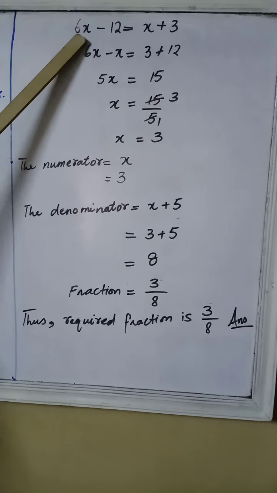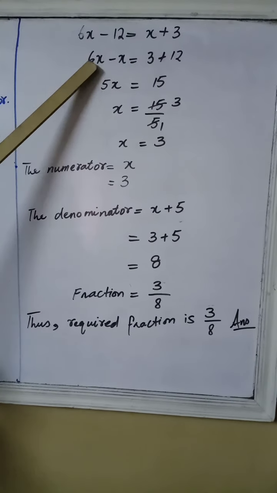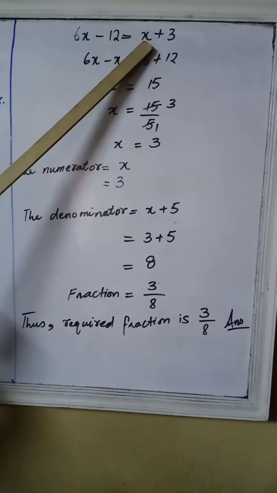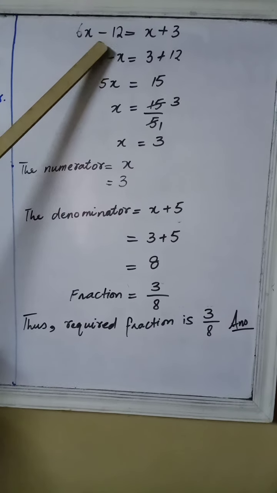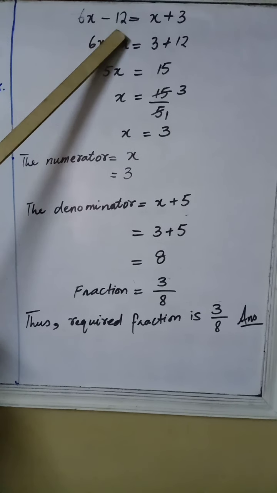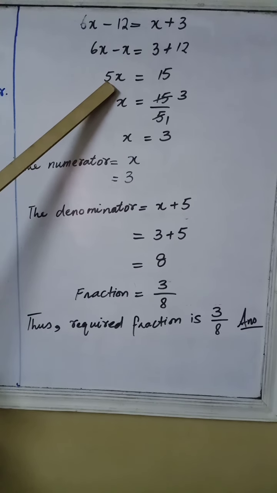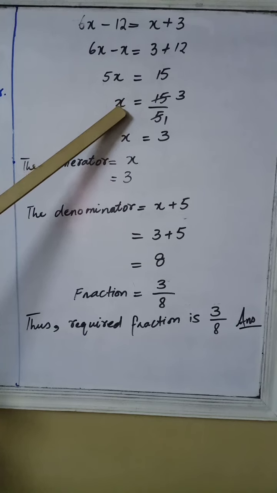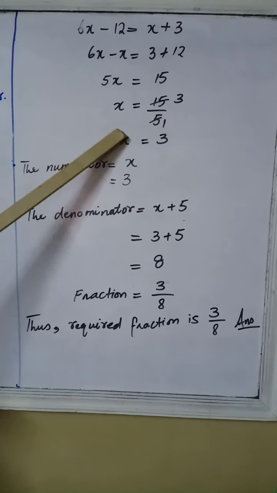6x minus 12 is equal to x plus 3. 6x minus x. Here x is positive on the other side, when we put it on this side it is subtracted from 6x. Here 12 is in negative form. When put on the other side, it must be added. So 3 plus 12. 6x minus x is equal to 5x is equal to 3 plus 12 is equal to 15. Here 5 is multiplied with x, so when we put it on the other side, it must be divided.